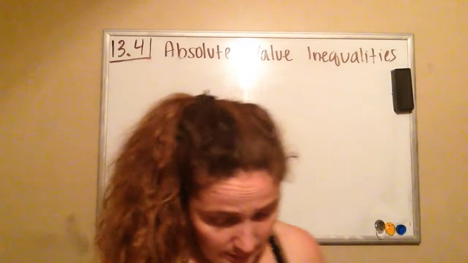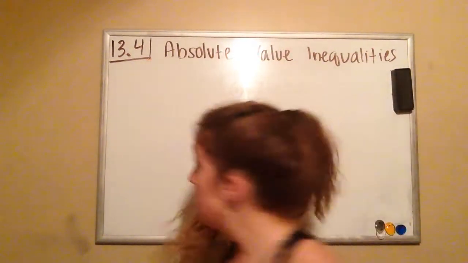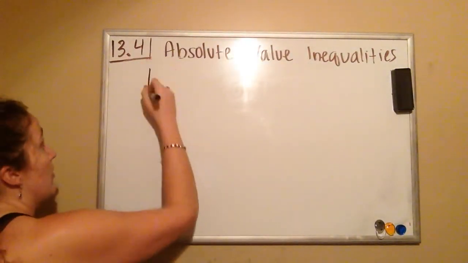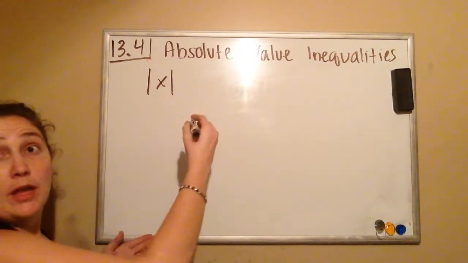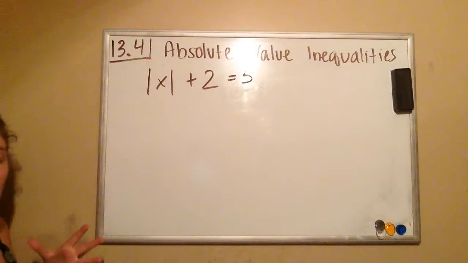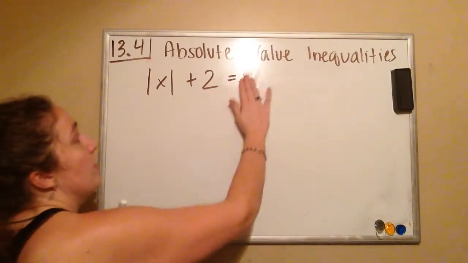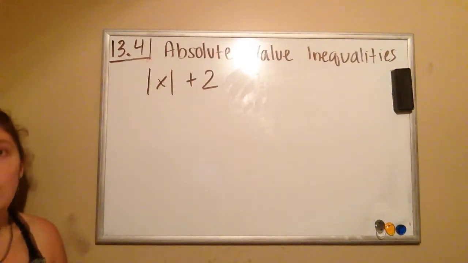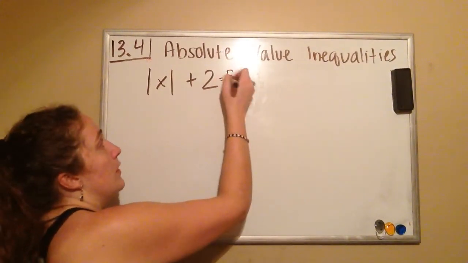So, now to get to the inequalities. If we have something that looks like absolute value of x plus 2 equals 5, we're going to look at that first, and then we're going to solve it with an inequality. Okay, you can't really see that. Sorry about that. Equals 5. How about that?